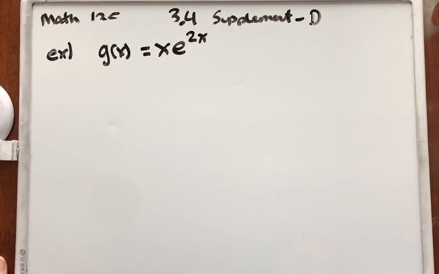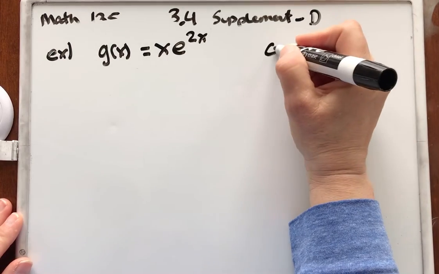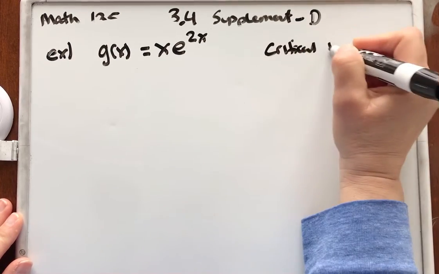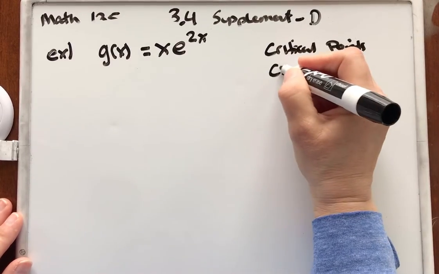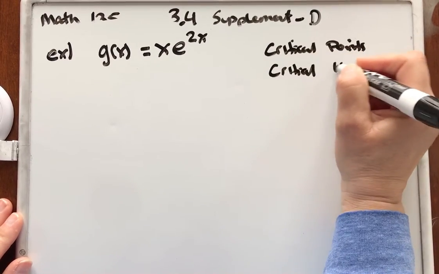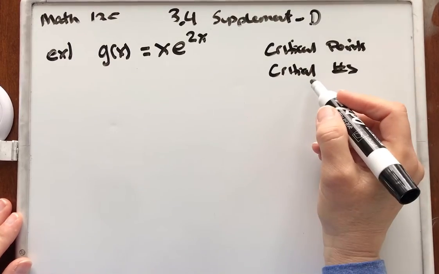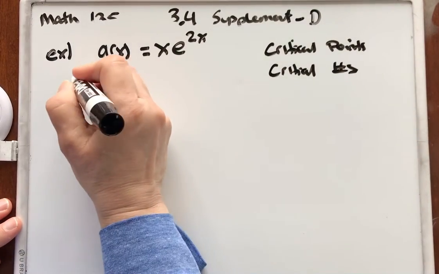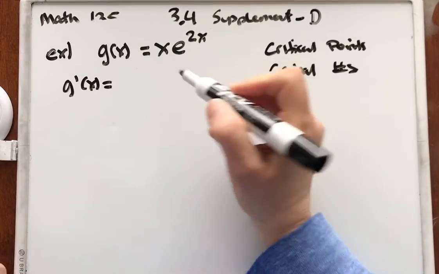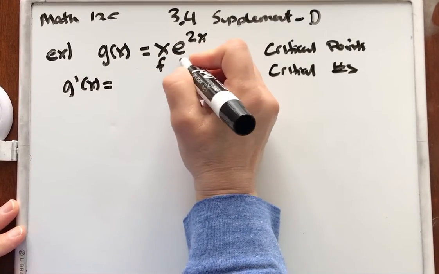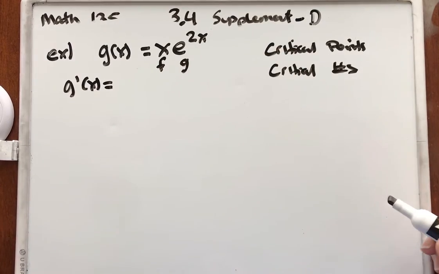Okay? Now, if we're supposed to find the critical points, we first have to find the critical numbers. To find the critical numbers, we need to take the derivative. To take the derivative, we're going to have to use the product rule. So I'm going to call this f, call this g, and we're going to use the product rule.